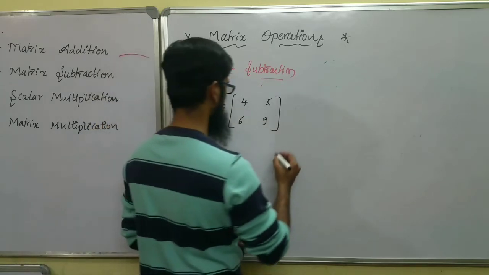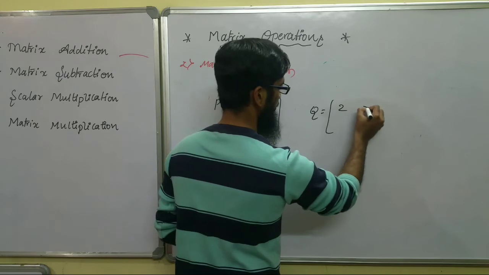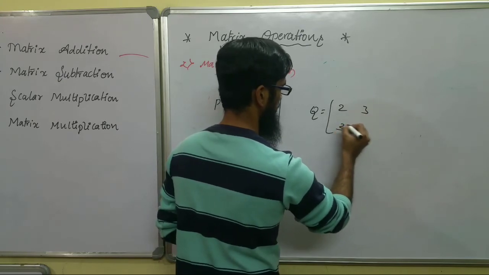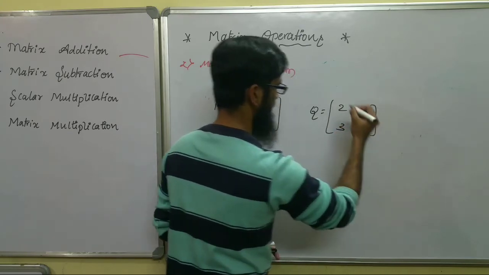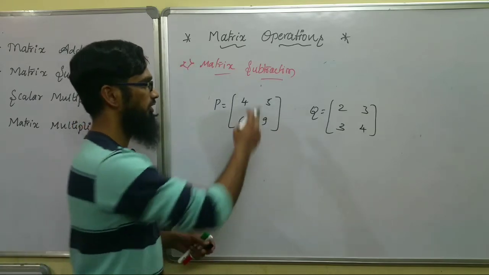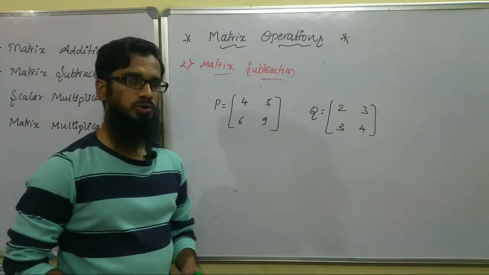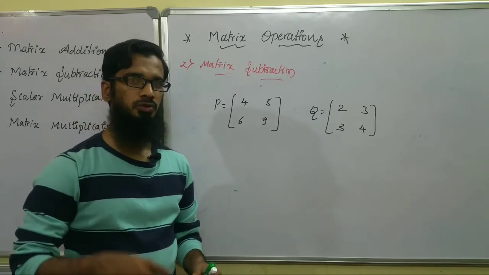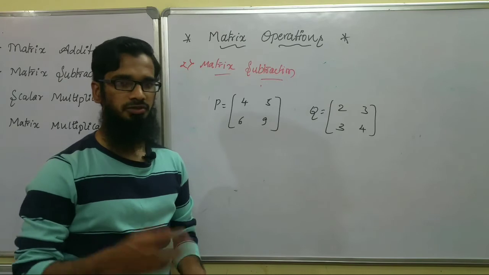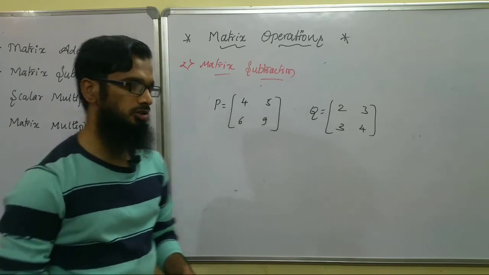So I'll take one more matrix here. 2 3 3 4. Okay, like that if I take it. I need to subtract here, means I have to carry out the subtraction here. So the first step is I need to find out the order of the matrix here. If it is satisfied, then we can add or subtract the matrix.